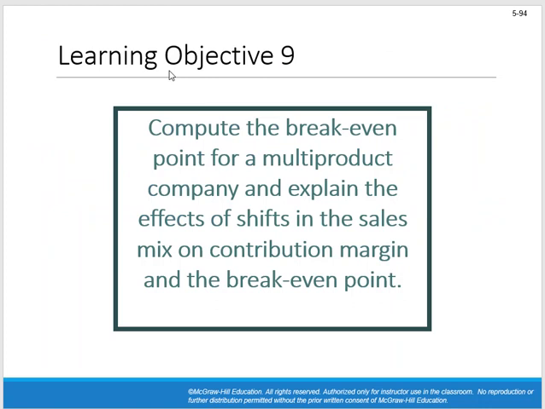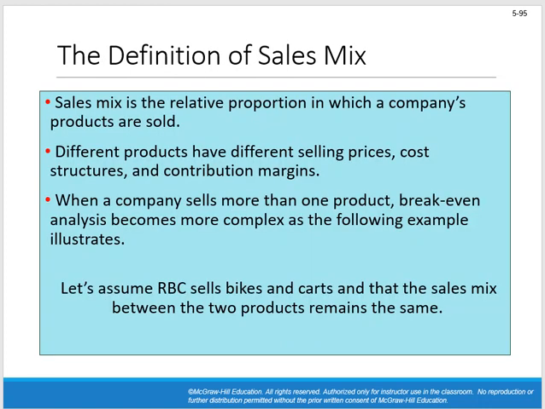Break-even point in a multi-product company. Oh boy, this can be complex. First, we need to understand the idea of sales mix. Sales mix is the relative proportion in which a company's products are sold. Different products potentially have different selling prices, cost structures, and contribution margins. So when a company sells more than one product, break-even analysis becomes more complex.